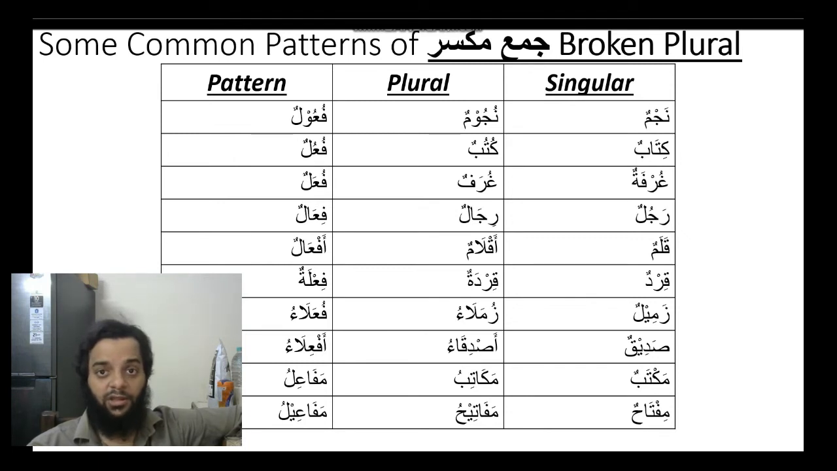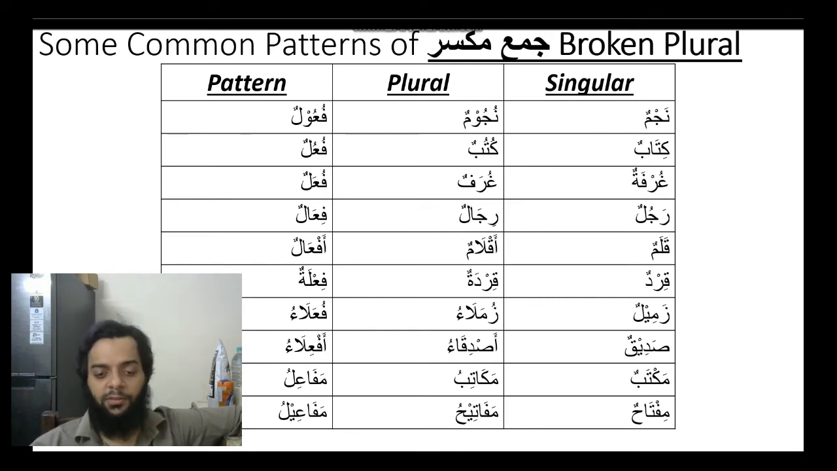Then you have zamilun, which means colleague or classmate, its plural is zumala'u, on the pattern of fu'ala'u. So these 4 patterns are basically important to keep in mind, which I will tell you why. Sadiqun, which means friend, its plural is asdiqa'u, on the pattern of af'ila'u. Okay, basically there are, I guess, maktabun, which means desk, its plural is makatibu, on the pattern of mafa'ilu. Miftahun means key, its plural is mafatihu, on the pattern of mafa'ilu.